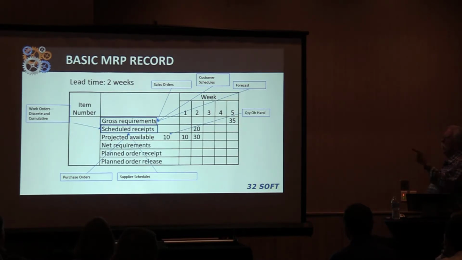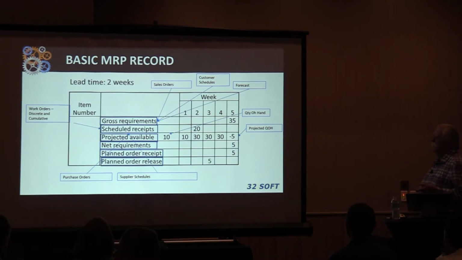MRP is simply going to go out and start to calculate this projected quantity on hand, or projected available. When it runs into a negative projected quantity on hand, it calculates a net requirement. If it's got a net requirement, it's going to plan an order. If it plans an order, it's going to offset by the lead time. And MRP assumes that you're going to release that order in period 3, and it's going to come in period 5, and your quantity on hand is going to be 0. So it goes through that process.